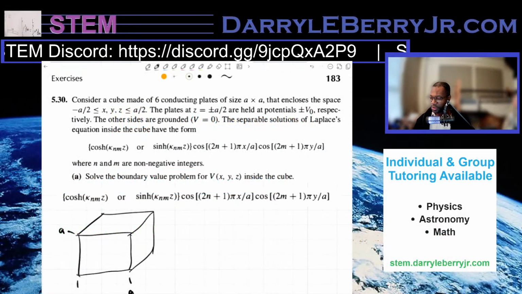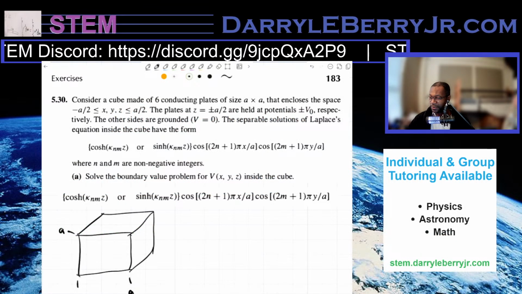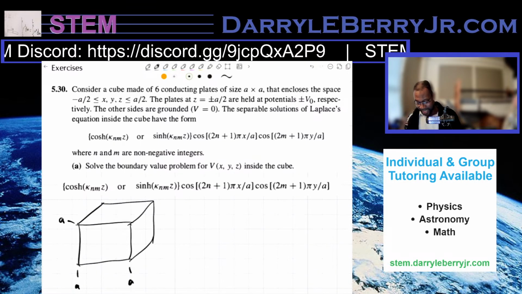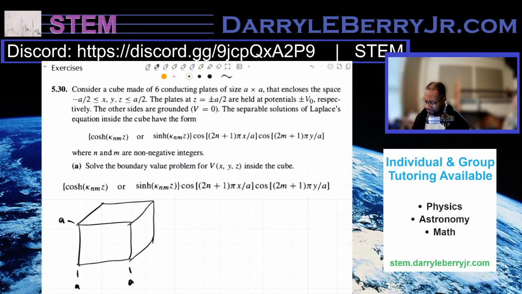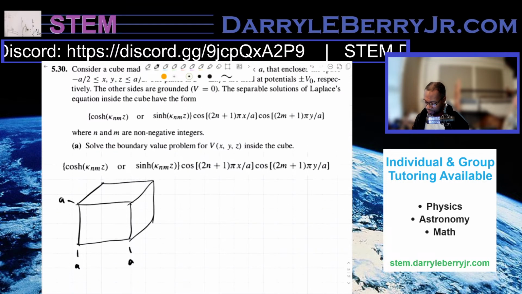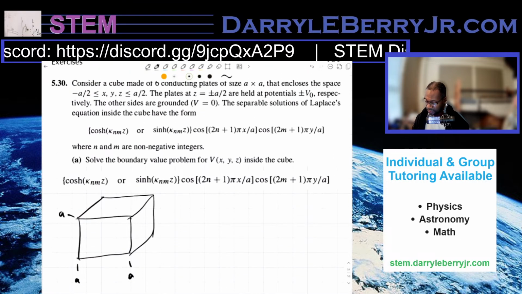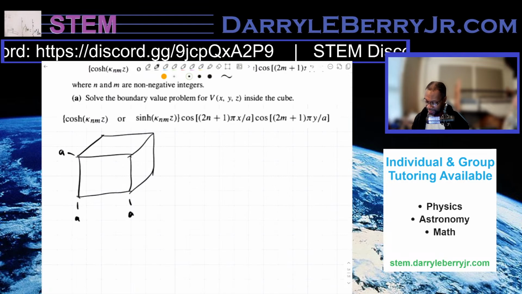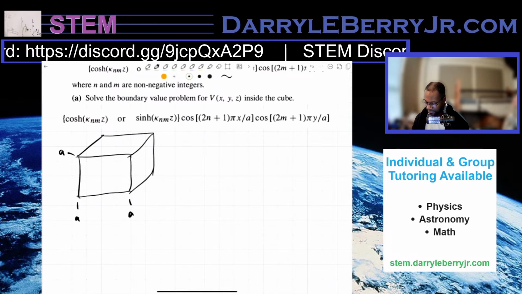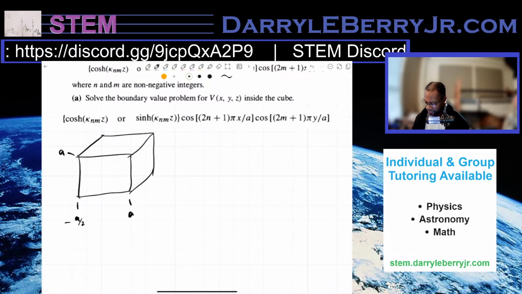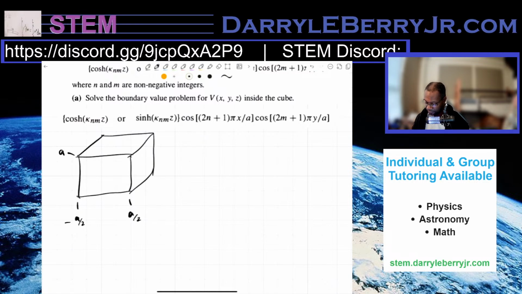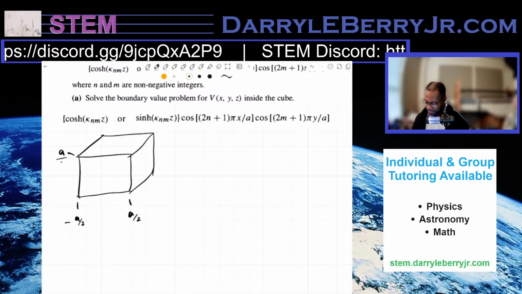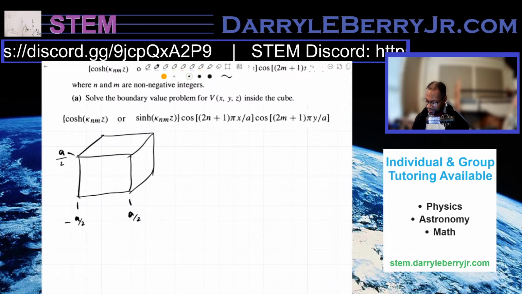Hello, y'all. So we left off on this problem here with the cube with 6 conducting plates, size A by A. And we'll go ahead and work from here. It looks like they placed it half and half, so it's negative A over 2 and A over 2 for the X and so forth. So the origin is in the center.